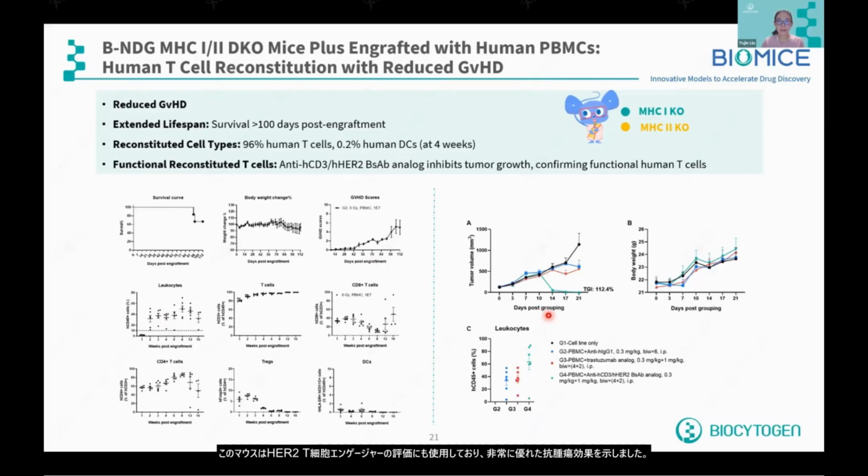We also used these mice for the HER2 T cell engager evaluation, and we can see it has very good anti-tumor efficacy. Even when we give them test articles, the body weight of the mice still increased during our study. For some other kinds of PBMC reconstitution models, when we give them treatments, the body weight of the mice generally decreases.